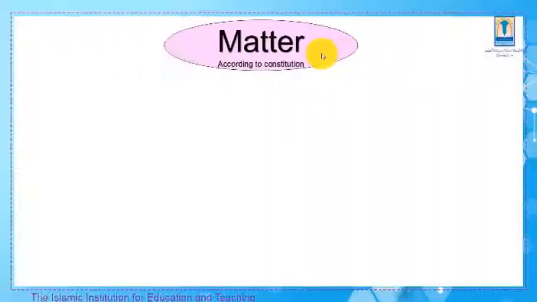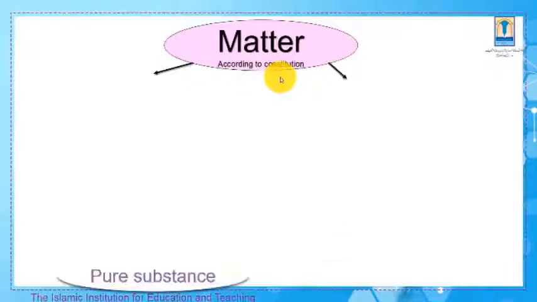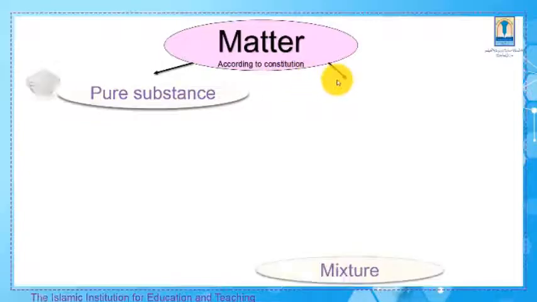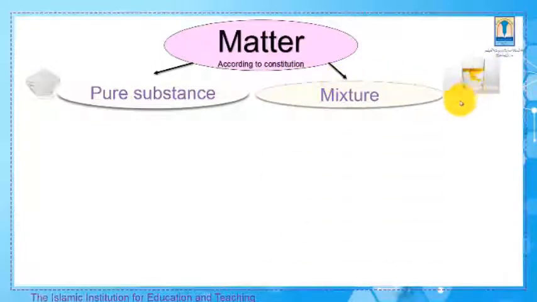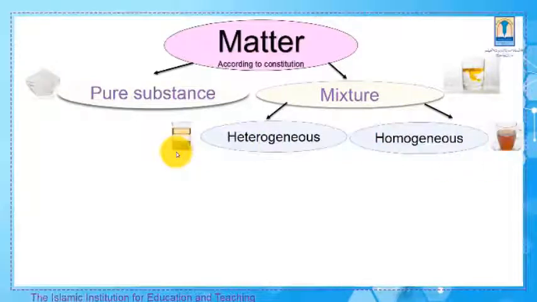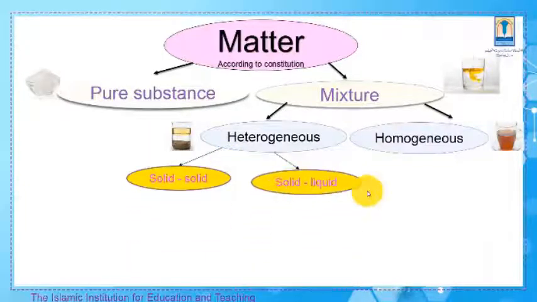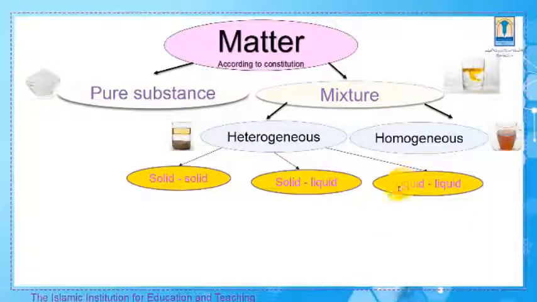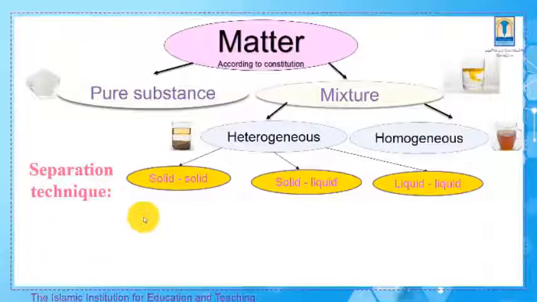Let's recall. Matter can be classified according to its constitution into pure substance like sugar and mixture like water and oil. A mixture can be homogeneous like tea or heterogeneous like water, oil, and sand. A heterogeneous mixture can be of solid-solid constituents, solid-liquid constituents, or liquid-liquid constituents. Each constituent can be separated using a different separation technique.